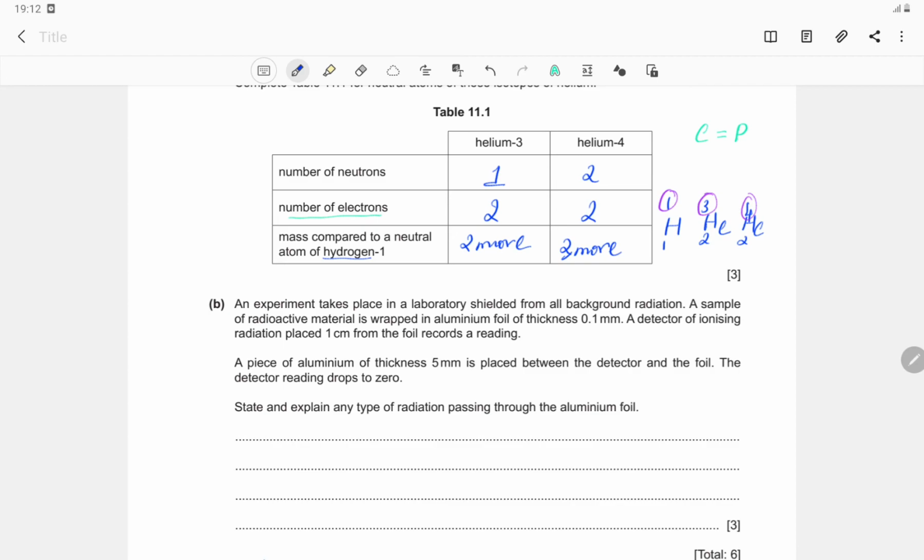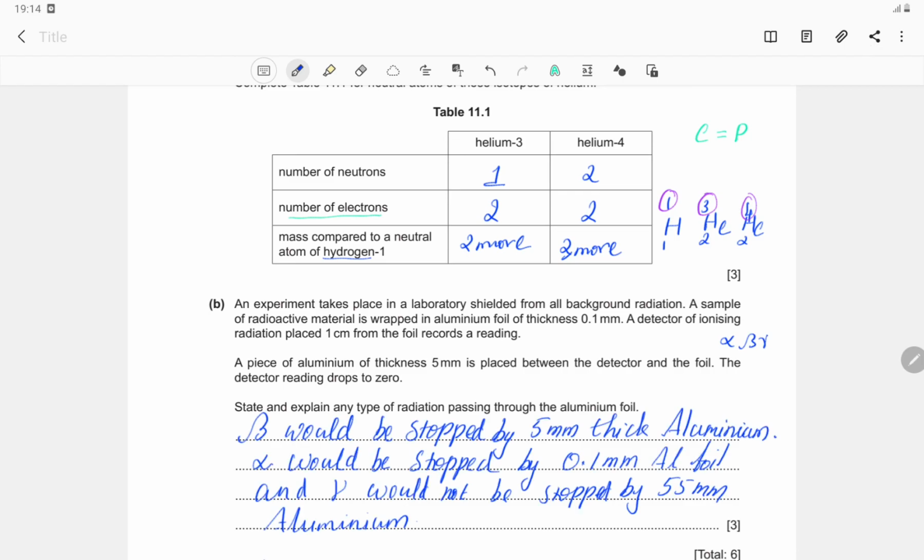So here you need to compare the penetration power of 3 radiations, that are alpha, beta and gamma, and you need to write the answer. Beta would be stopped by 5 mm thick aluminum, alpha would be stopped by 0.1 mm aluminum foil, and gamma would not be stopped by 5 mm aluminum. The reason is gamma has the highest penetration power, then beta, and the least penetration power is for alpha. So the alpha particle won't even penetrate the first aluminum foil of thickness 0.1 mm. So these are the 3 points you need to write down in order to score 3 marks.